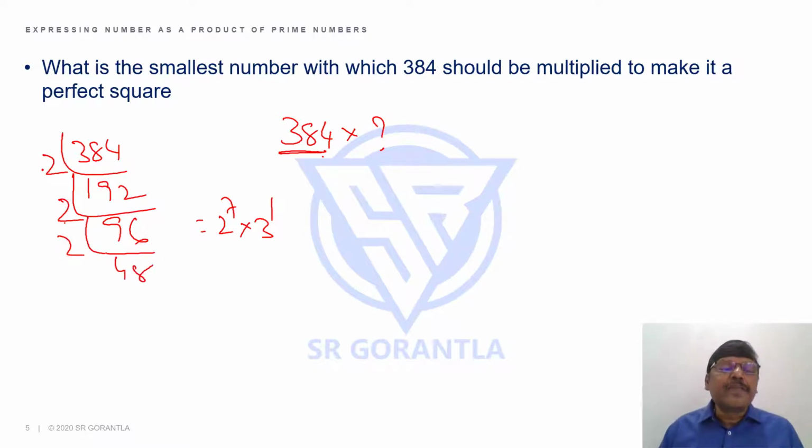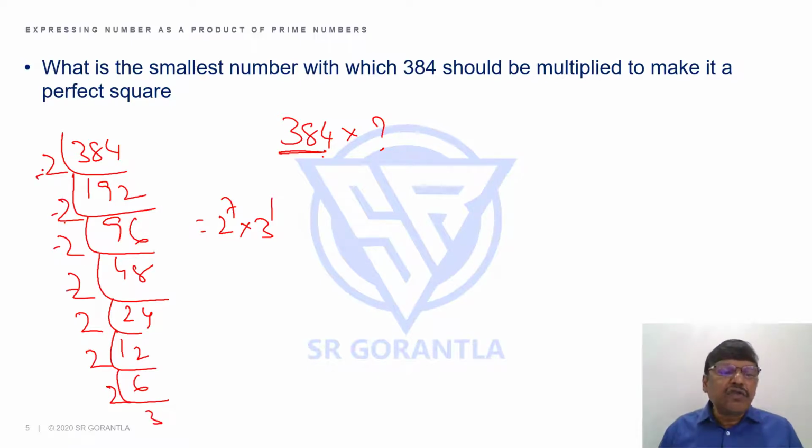2 48s, 2 24s, 2 12s, 2 6, 2 3s. You can see how much it is. 1, 2, 3, 4, 5, 6, 7. That's what I said directly.